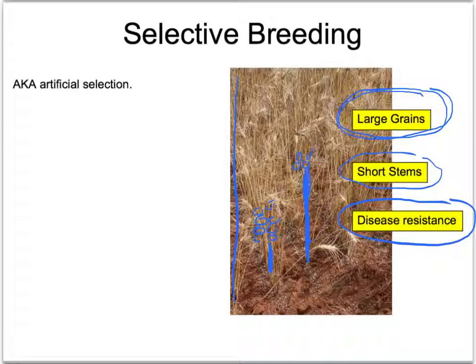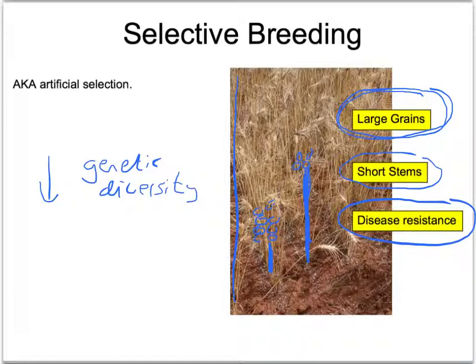So what does selective breeding do? Well, it reduces genetic diversity, so you only have the desirable alleles. Okay.